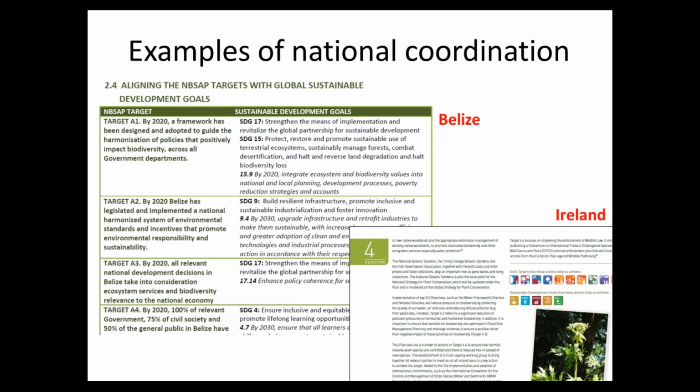A couple of other examples about recognizing in the NBSAPs how the national targets fit within the broader, the global frameworks. So both Belize and Ireland have tried to identify where their national targets fit within either the Aichi targets or the SDGs, or both.